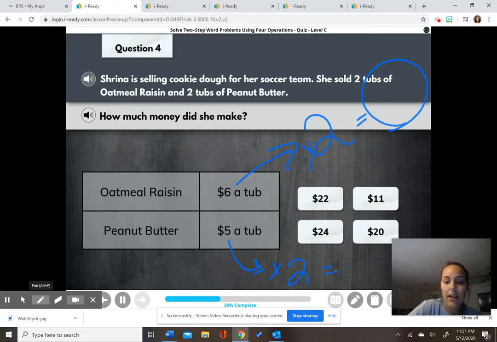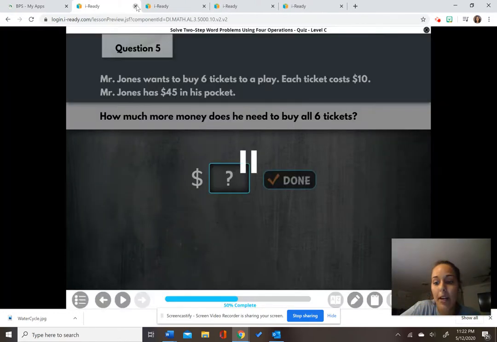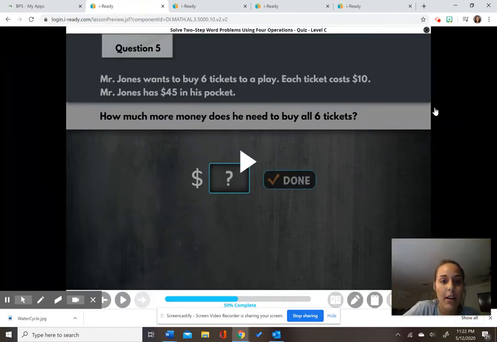And then what is 5 times 2 equal? So she made this number of money on oatmeal raisin, this number of money on peanut butter, because she sold 2 of these and 2 of these. So then you just add up. What's the total amount of money that she made? Not that bad. When you split it up into steps, it's really a lot easier.